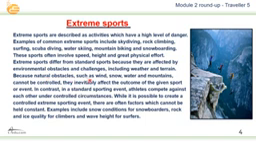Because natural obstacles such as wind, snow, water, and mountains cannot be controlled, they inevitably affect the outcome of the given sport or event. In contrast, in a standard sporting event, athletes compete against each other under controlled circumstances, while it's possible to create a controlled extreme sporting event. There are often factors which cannot be held constant. Examples include snow conditions for snowboarders, rock and ice quality for climbers, and wave height for surfers.